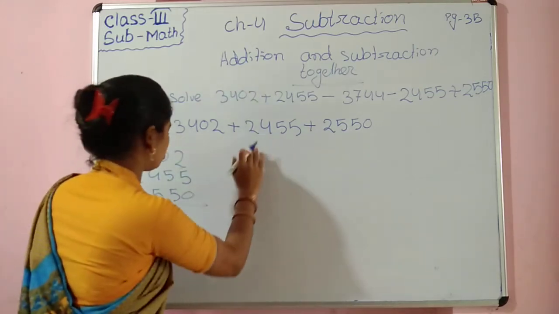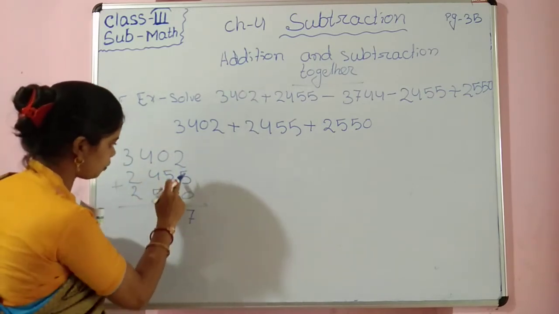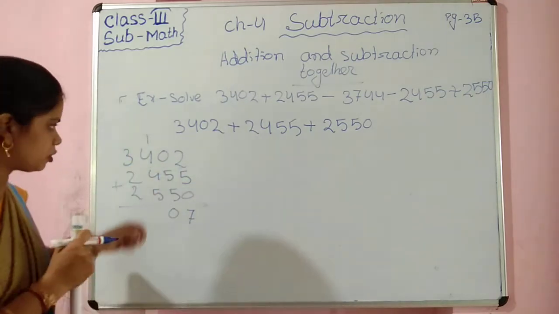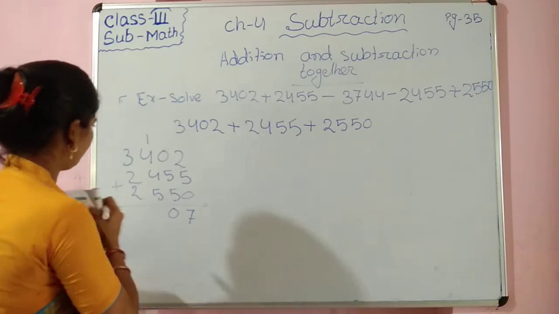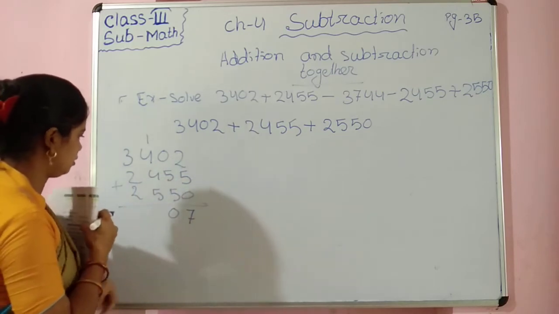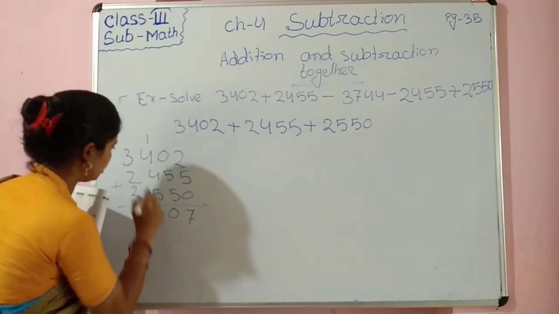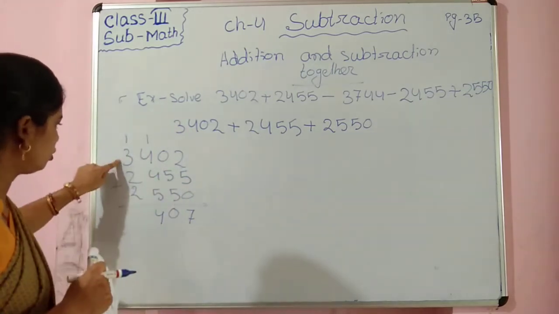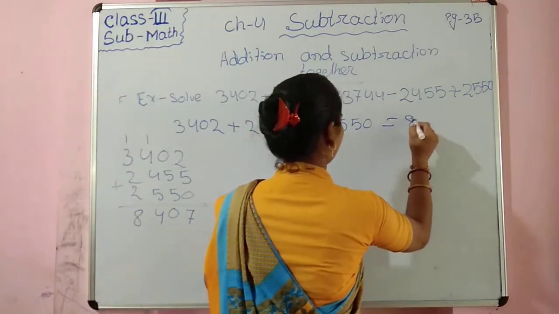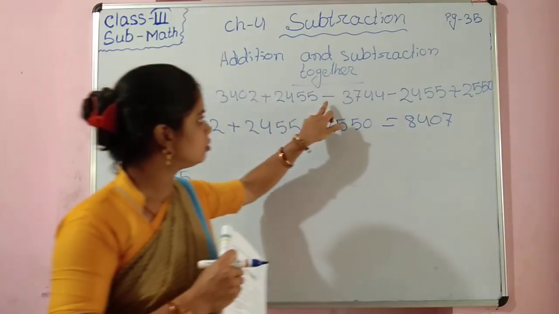These are all the positive integers, so you add these numbers. 2 plus 5 is 7, 5 plus 5 is 10, carry 1, 4 plus 4 is 8 plus 1 is 9, 4 plus 4 is 8, 1 plus 8 is 9, 4 plus 2 is 6 plus 2 is 8. Okay, our answer is 8407.